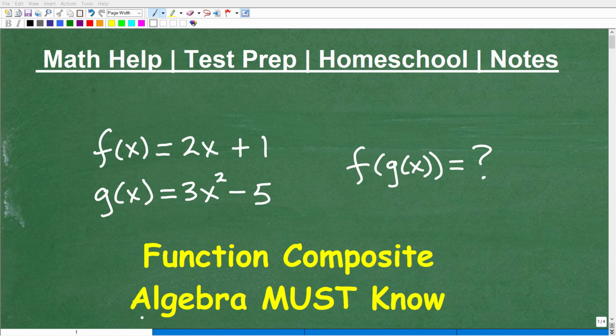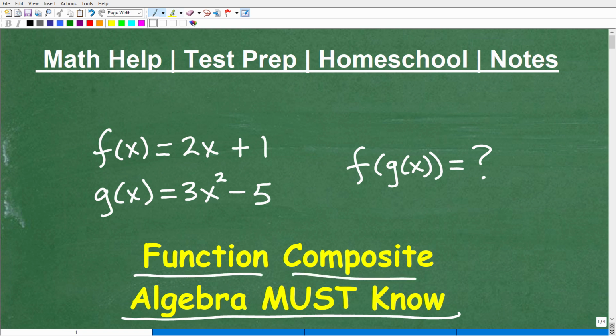Okay, let's talk about an algebra must know, and that is how to deal with functions, and specifically with composite functions. We're talking about things like this, f of g of x. This word function in algebra is a huge topic. There's so much to know about functions, about what the domain is, the range is, vertical line test, one-to-one functions, inverse functions, function operations. Well, this is actually a particular type of function operation.